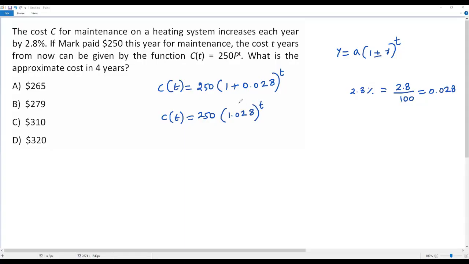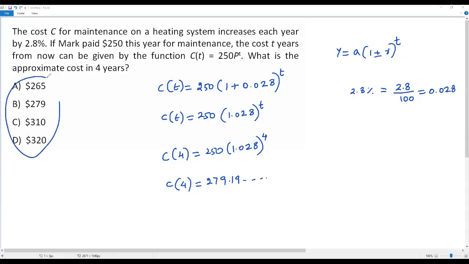Now I have the cost function for the given scenario, but our aim is to find the approximate cost in 4 years. That is why I have to plug in t equals 4 and evaluate. Then we get 250 times 1.028 raised to the power of 4. So now let me evaluate this. C of 4 equals, when I evaluate, I get 279.19, and it keeps going, with so many digits to the right of the decimal point.